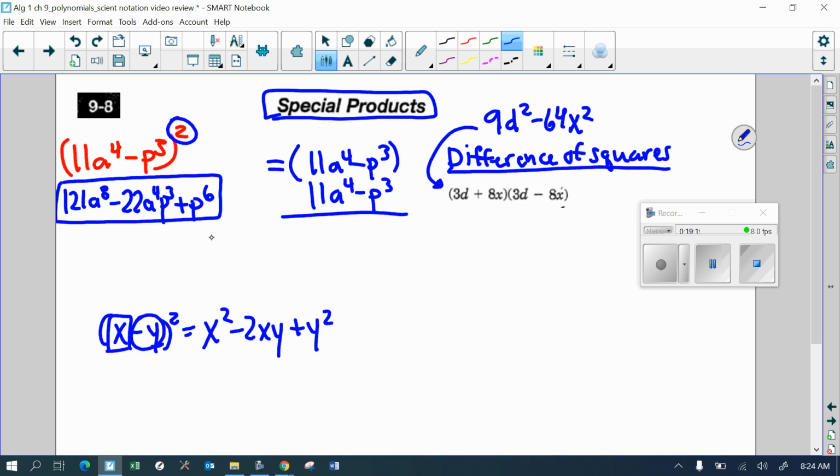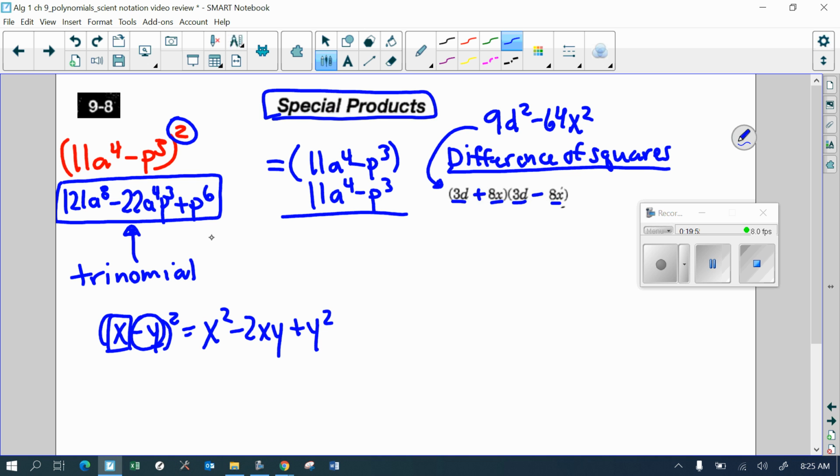Okay. Now, what happens with the difference of squares? Unlike most binomials, every binomial that you multiply by itself or another binomial will always end up in a trinomial, 3 terms, except for this one. This ends up into a binomial when I multiply these together. But when they're both exactly the same, 3d and an 8x, 3d and 8x, and one's a plus and one's a minus, it wipes out the middle term.